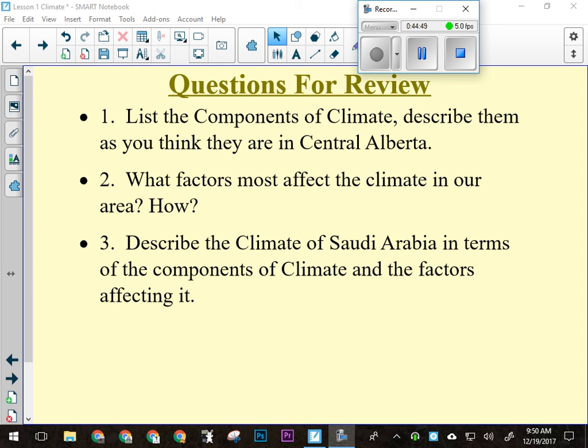Does everyone kind of follow how we approach a question like that? Talk about the components and talk about why they are the way they are based on the factors that affect climate: latitude, altitude, mountain barriers, prevailing winds, all that kind of stuff. Questions on that?